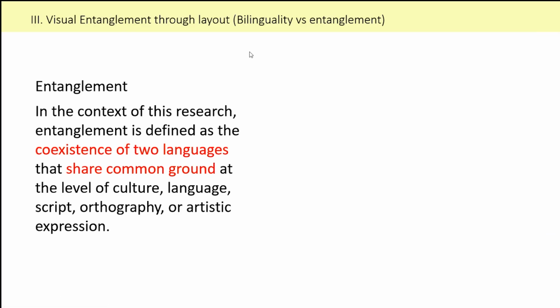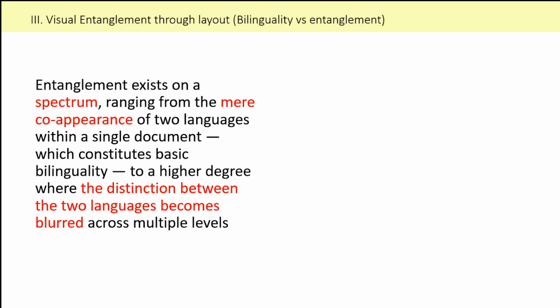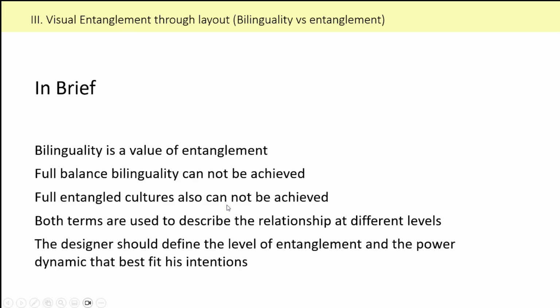So in this, I would define entanglement. Entanglement is the coexistence of two languages that share common ground at the level of culture, language, script, orthography, or artistic expression. And it exists on a spectrum ranging from mere co-appearance of two languages within a single document, which is bilinguality, to a higher degree where the distinction between the two languages becomes blurred across many levels. So this is the definition of entanglement. In brief, bilinguality is a value of entanglement.